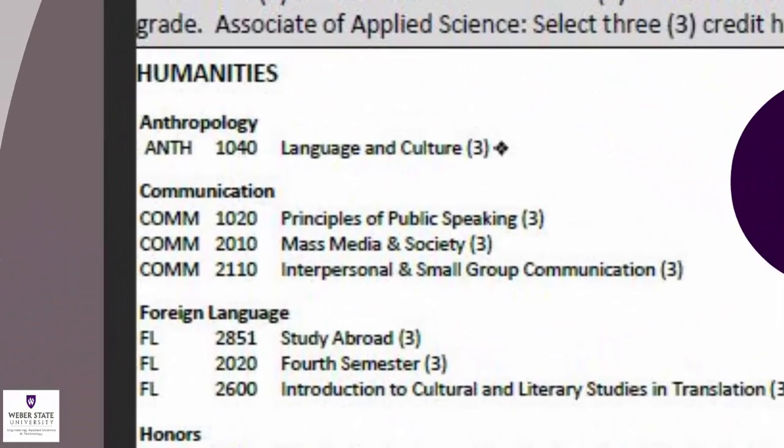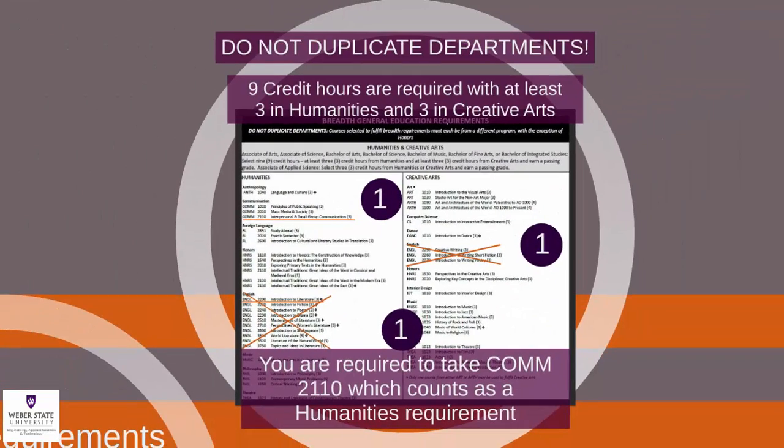Please note that design engineering technology majors are required to take COM 2110, which will fulfill 3 credits of your humanities requirement. Otherwise, you may take any of the courses in this area that are of interest to you and meet the requirements.